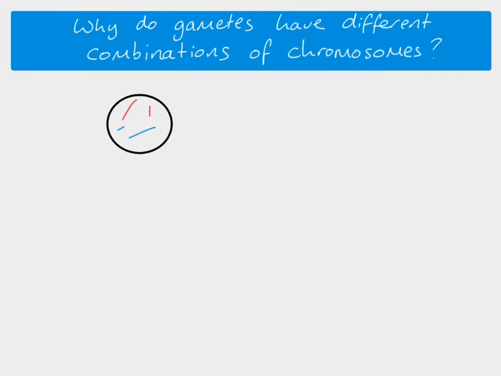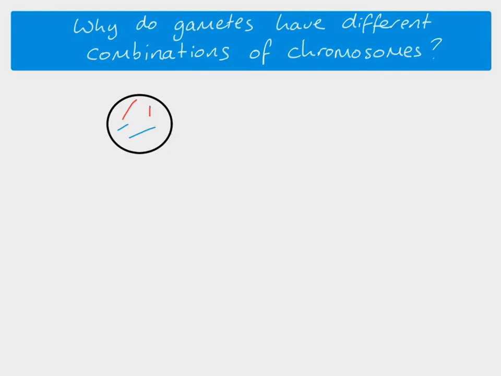So if we start off by looking at a cell or a nucleus within a cell, we're just going to imagine that this particular cell has two pairs of chromosomes. We're using the red to represent the paternal chromosomes, so they originally came from the father, and the blue could represent the maternal chromosomes, or the other way around, it doesn't matter. I'm using the length to represent the homologous pairs. So the longer chromosome there, its homologous pair is here. That's one homologous pair. And then we've got a short one, a second homologous pair.